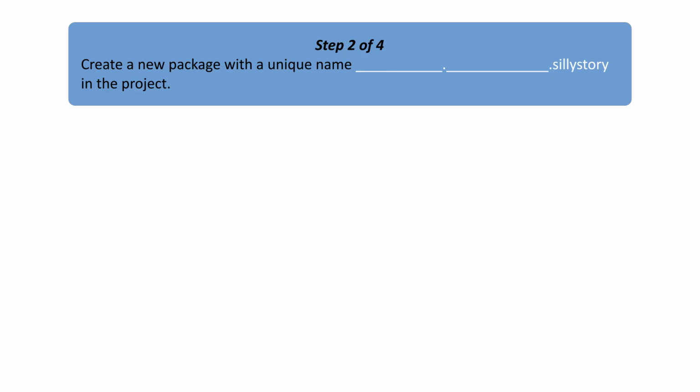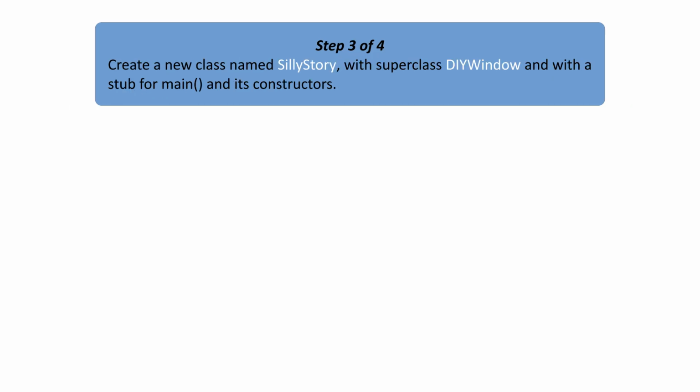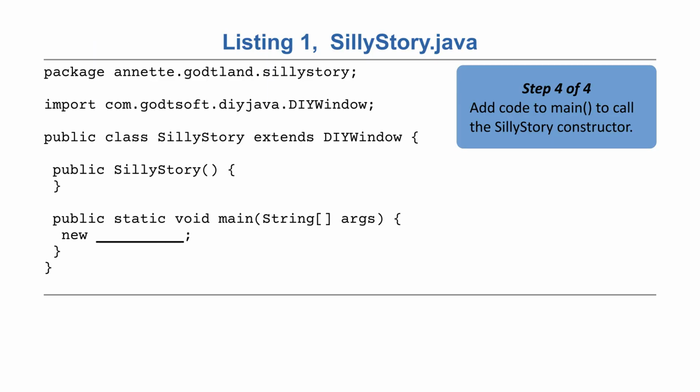Next, create a new package with a unique name. Hint, I named mine Annette.Gotland.SillyStory. Then create a new class named Silly Story with superclass DIY Window and with a stub for main and its constructors. And finally, add code to main to call the Silly Story constructor. Run it. What happened? It should have opened the DIY window with no contents.